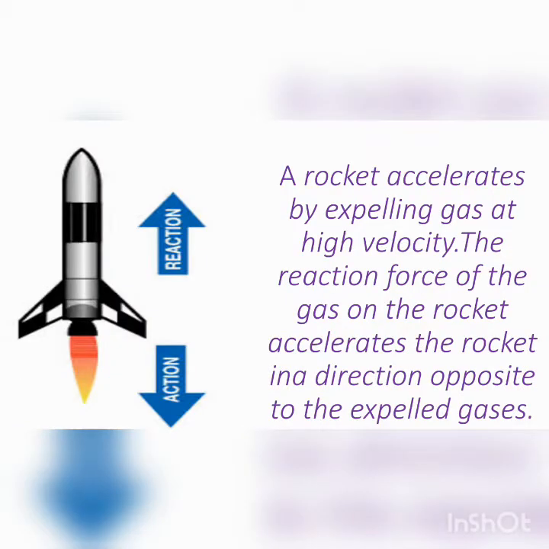Another example of Newton's third law of motion: a rocket accelerates by expelling gases at high velocity. That is the action. The reaction force of the gas on the rocket accelerates the rocket in a direction opposite to the expelled gases. This is also explained in another example.